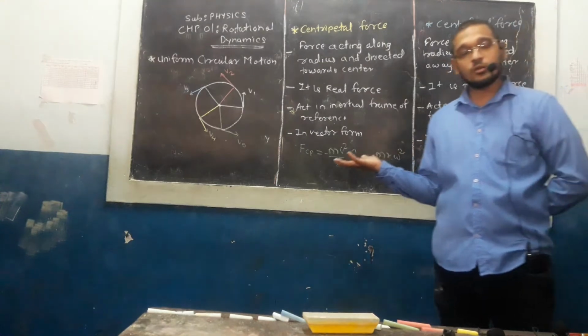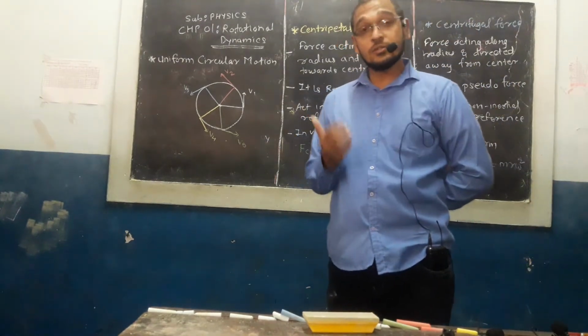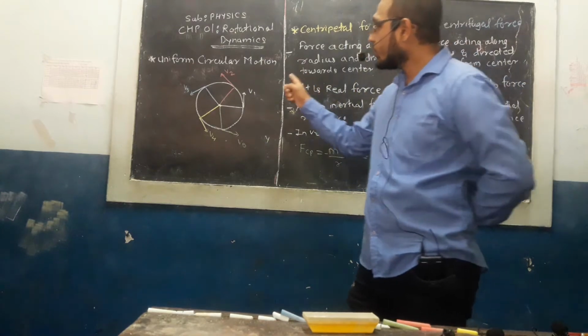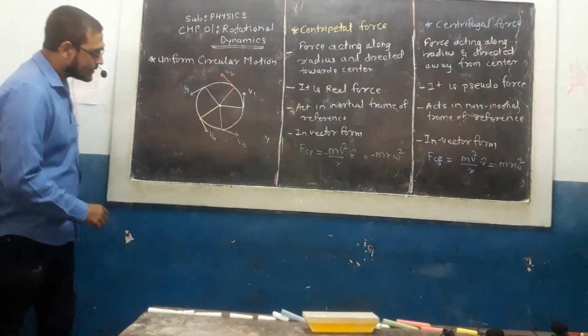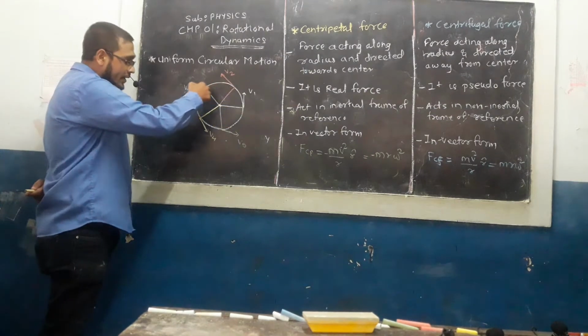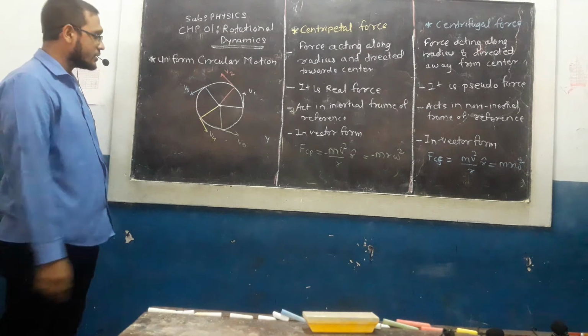Here velocity is constant, velocity is not changing, so acceleration should be 0. But even then, here there is an acceleration. So why is it accelerated? Let us see. Consider a particle performing circular motion in the anti-clockwise direction.